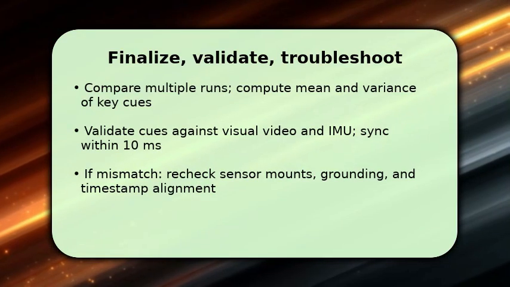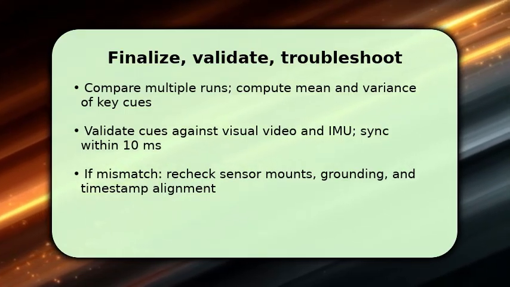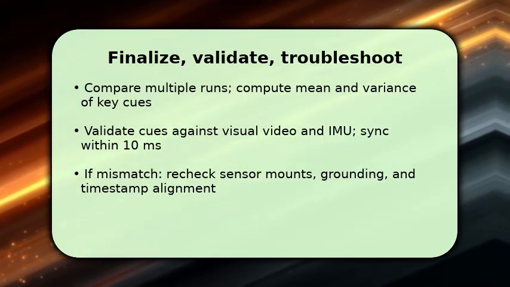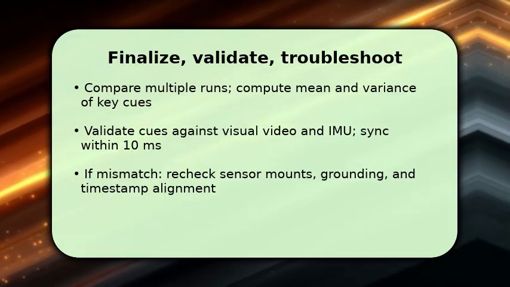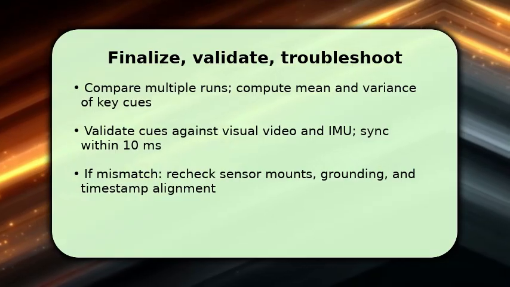Finish by consolidating and validating your dataset. Run each maneuver multiple times and compute average and variance for acceleration, yaw rate, and steering response. Then sync IMU and video within 10 milliseconds to confirm cue alignment. Use a clear sync event like a hard brake or marker flash.